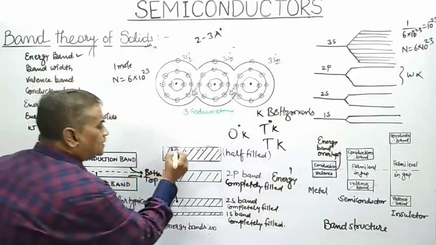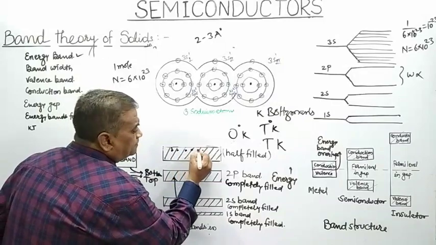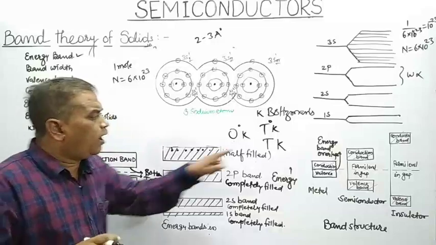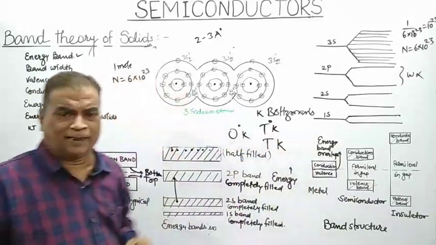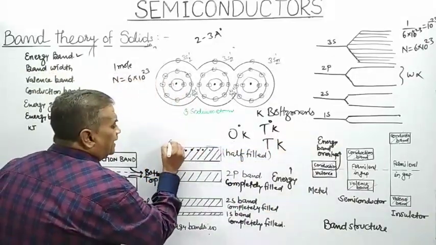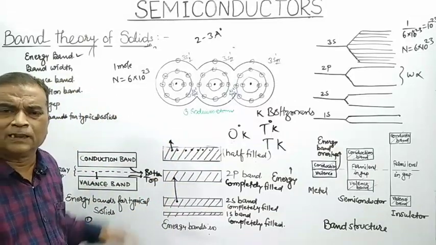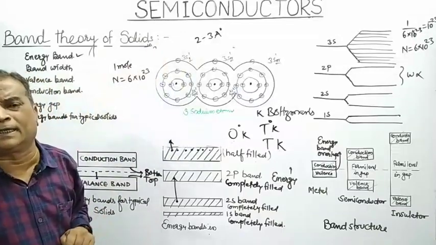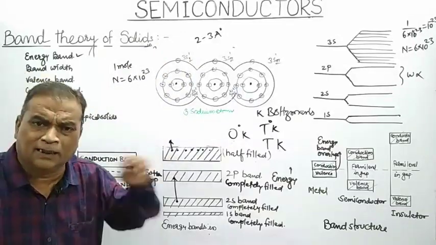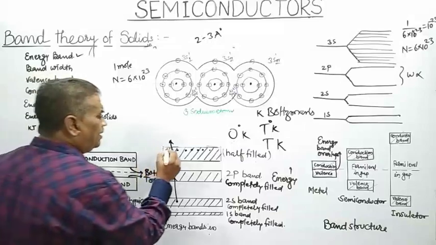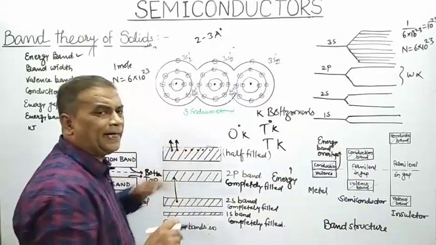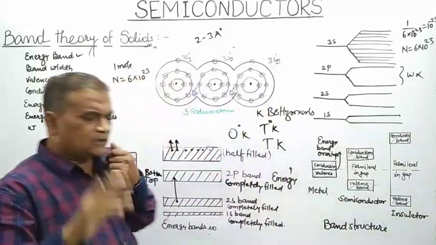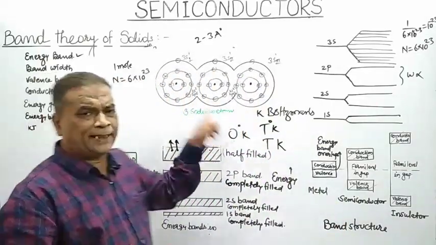But the electrons in the valence band, on receiving kT amount of thermal energy, will raise their energy level and enter into a higher energy level, which is the conduction level. That means electrons from the valence band enter into the conduction band.